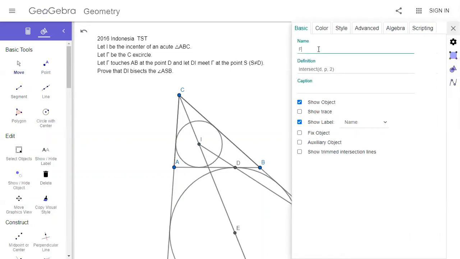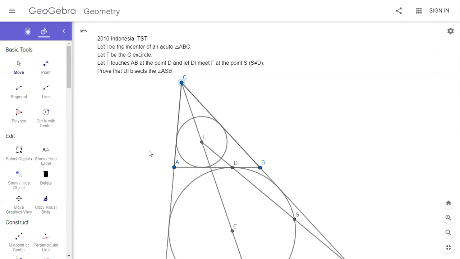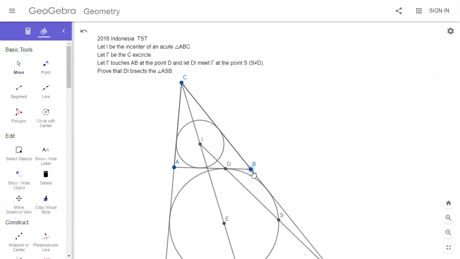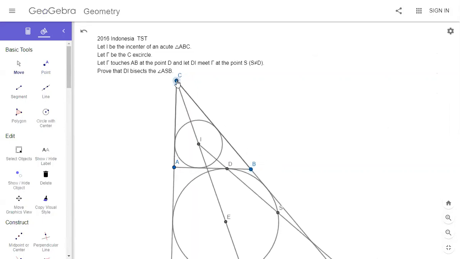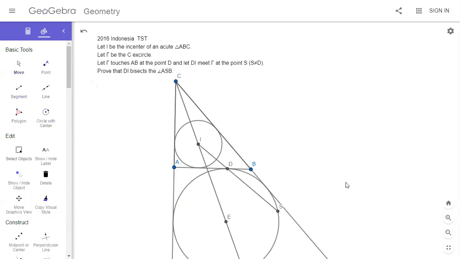I feel like this has to be a well-known fact. I think there's a well-known fact relating this line DI, because it passes through the midpoint of the altitude from C. Oh, the midpoint of the altitude, yes, it is on DI. Okay, interesting. I'm not going to use that fact, but I will try to prove it if it ends up being useful.